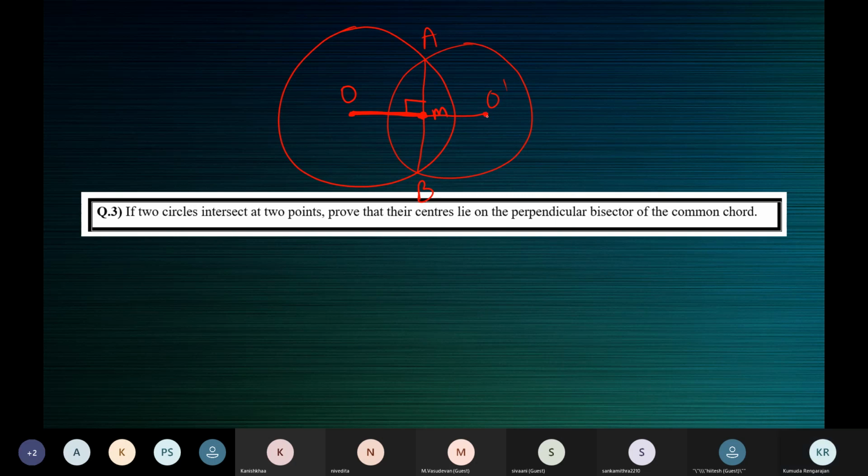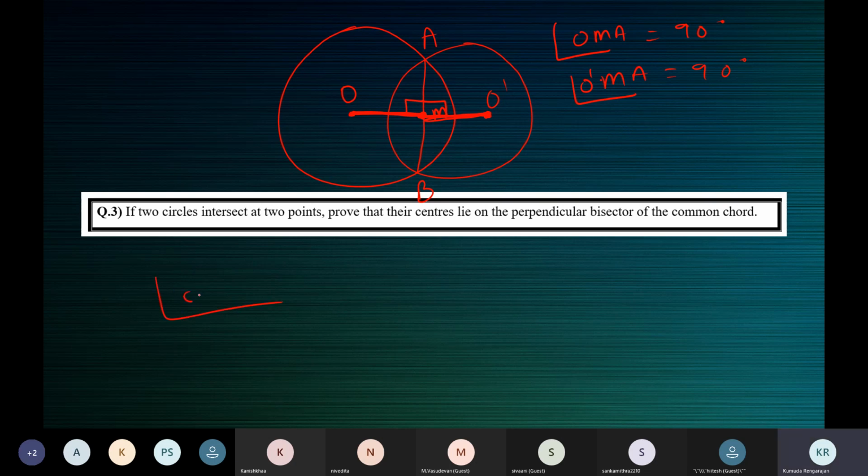Similarly, O dash M is a line from the center O dash to the midpoint of the chord AB. It's a line from the center and it bisects the chord, so it should be perpendicular to the chord. So we get angle OMA is equal to 90 degrees. Angle O dash MA is also 90 degrees.